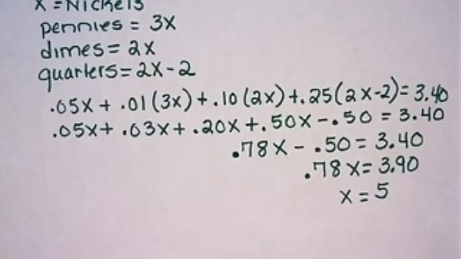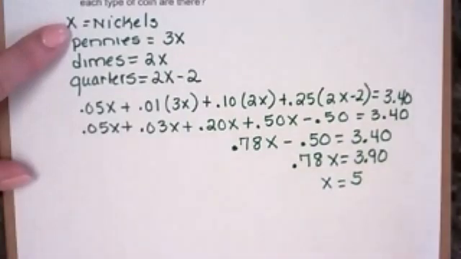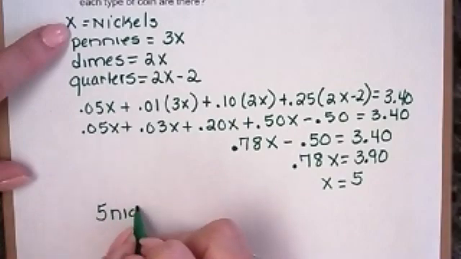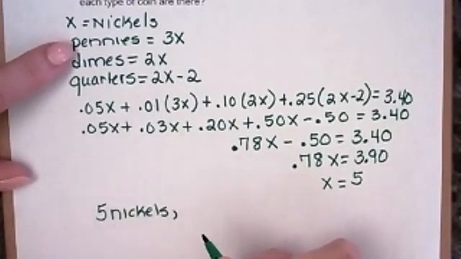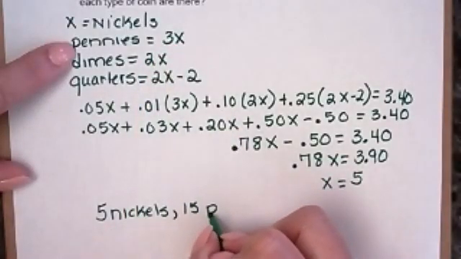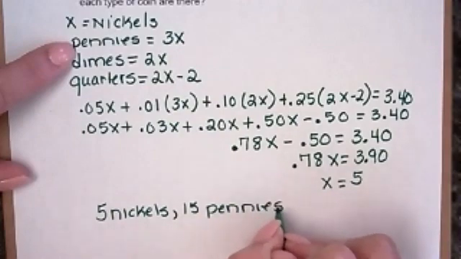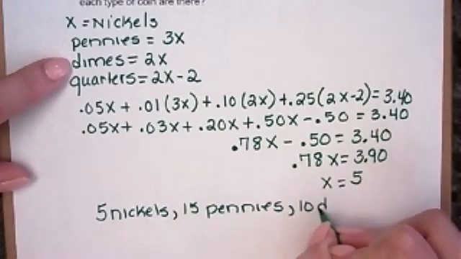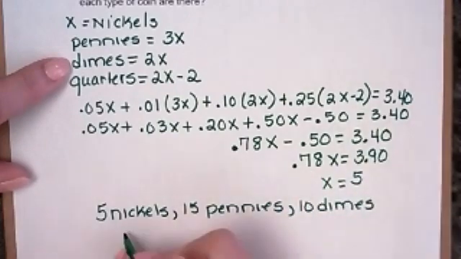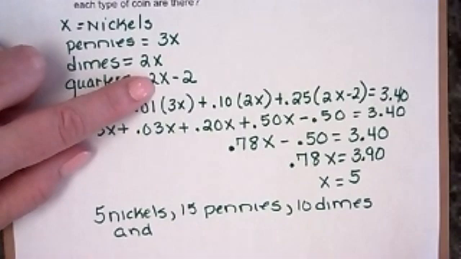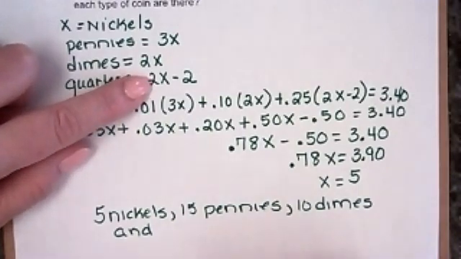Now let's think in terms of our problem. What does that mean? Right back up here. It means I'm going to have 5 nickels. How many pennies? 3 times x, so 3 times 5, 15 pennies. Dimes is 2x, so that's 2 times 5, so that's 10 dimes. And my quarters is 2x minus 2, so 2 times 5 minus 2 is going to give me 8.